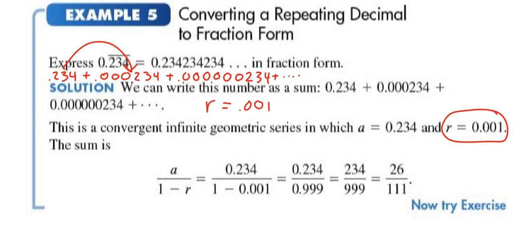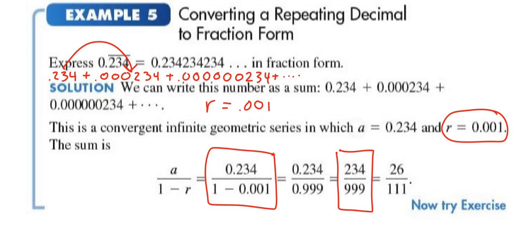Now, first term over 1 minus r. That's 0.234 over 0.999. I like this version right here. Now, yes, you can reduce that one to 26 over 111. But I think it's kind of interesting that 0.234 repeating is 234 over 999.